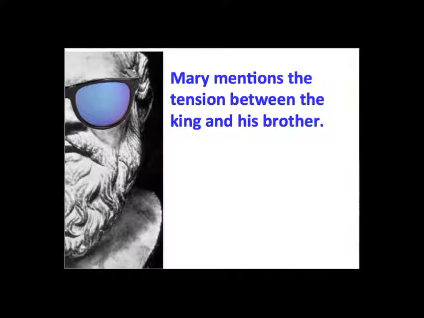Here is the first portion of my response to a student post. It reads, "Mary mentions the tension between the king and the brother." Notice that I explicitly link to what the student wrote. Notice that I name the student. This acknowledges Mary's contribution. In the rest of the sentence, I demonstrate that I did indeed read the student's post because I'm including information from the student's post in my reply.